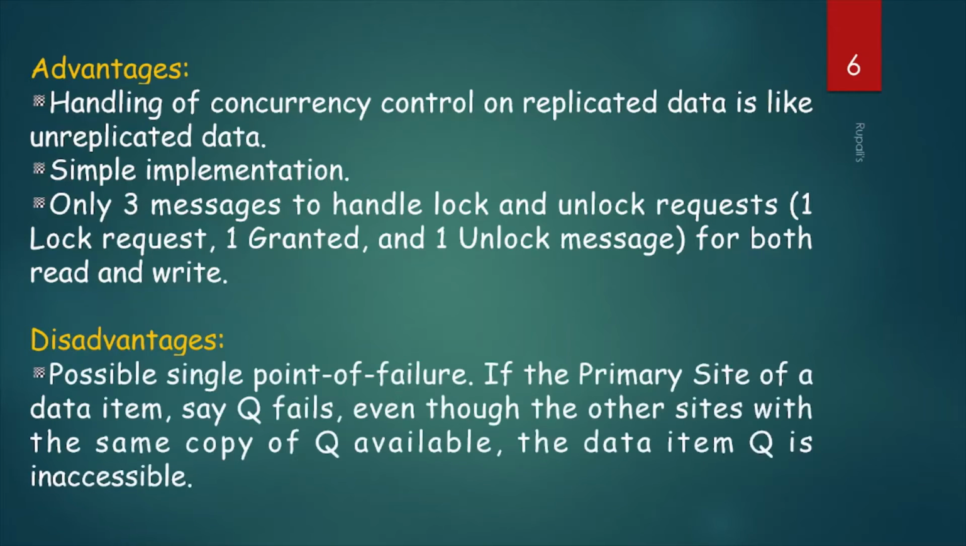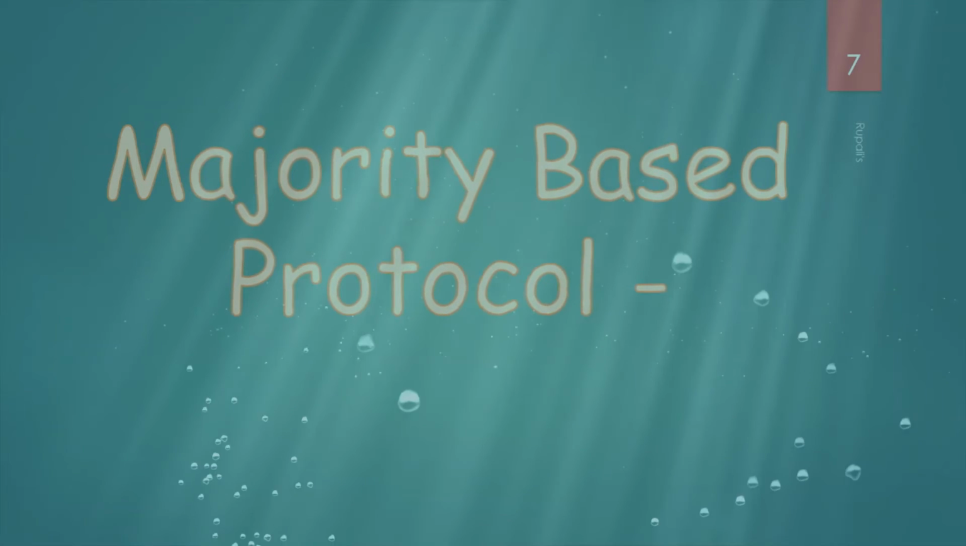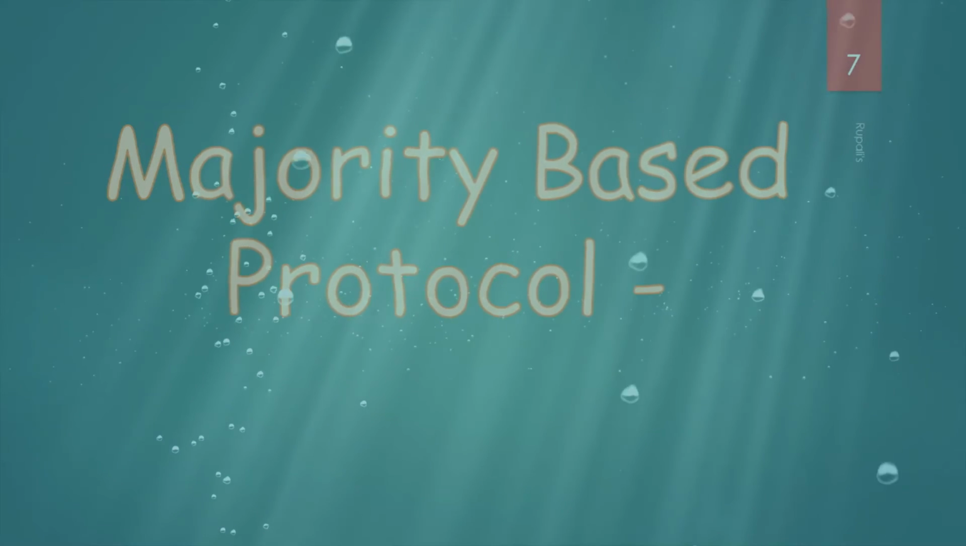Disadvantages. Possible single point of failure, which means if the primary site of a data item, say Q, fails, then even though the other sites with the same copy of Q are available, the data item Q is inaccessible because the primary site fails. Our next topic is majority based protocol.